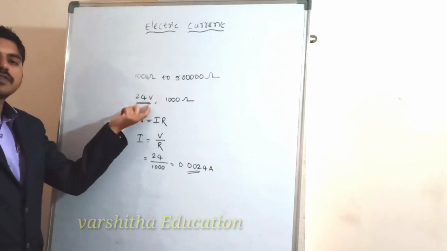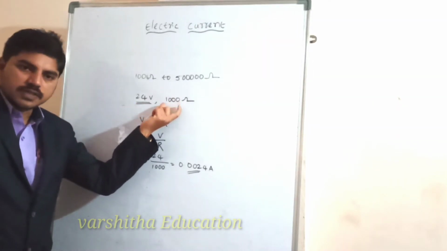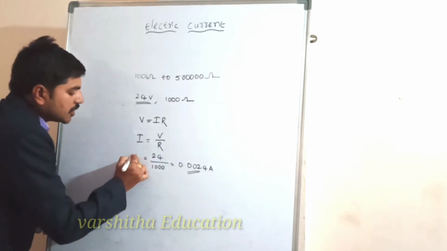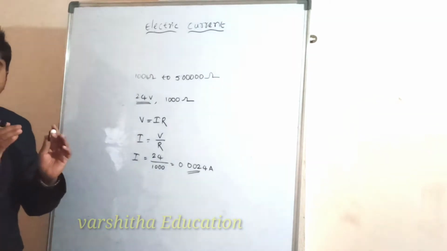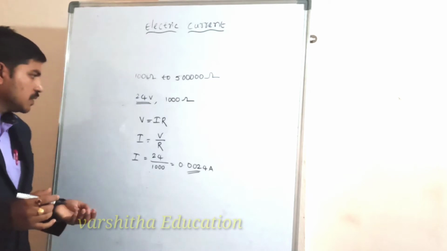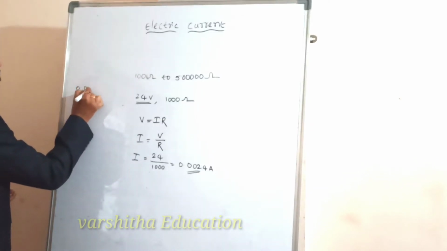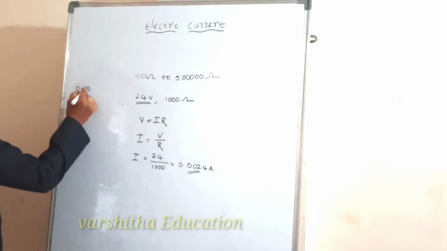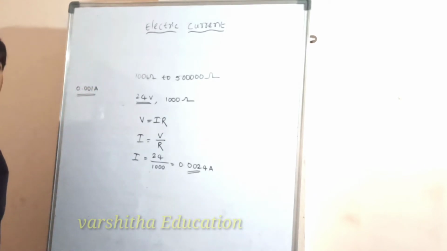So 24 volts and 1000 ohms of resistance for the human body. Then that electric current enters, and I is equal to 0.0024 amperes entering our human body. Then what can happen? For example, if 0.001 amperes of current enters our human body, what can happen in that case?